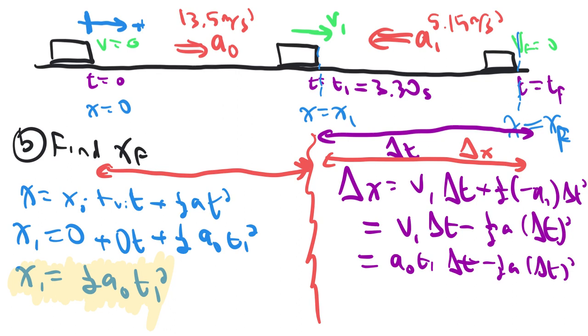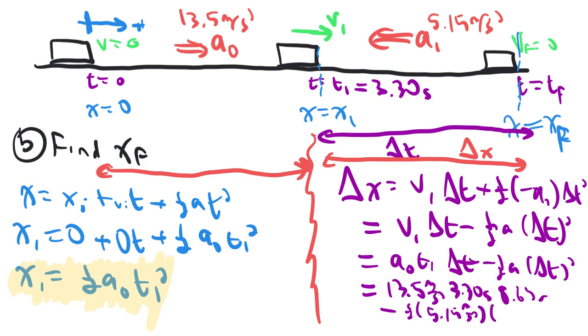Okay, it's getting a little cramped in here, so I'm going to try and write this out correctly. We'll see. The a0 was 13.5 meters per second squared, and t1 is 3.30 seconds, and delta t is 8.65 seconds. That's that top term, and then I'm going to subtract off 1/2 times 5.15 meters per second squared times 8.65 seconds quantity squared, and throw that into my calculator to get an answer.